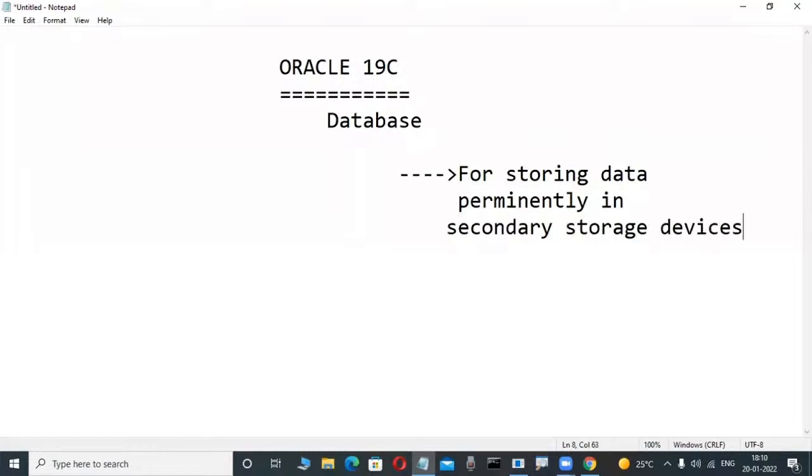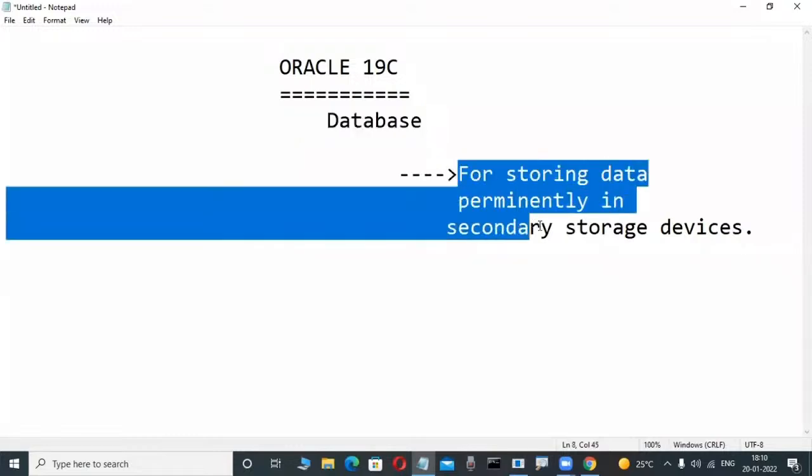Permanent. Suppose today we are storing data, then after 5 years, 10 years, 20 years, 100 years also your data is available and you are using it. That's why Oracle is a product from Oracle Corporation, with some version number. This is a database product, one of the popular databases. But what is the purpose of that? For storing data permanently in secondary storage devices.